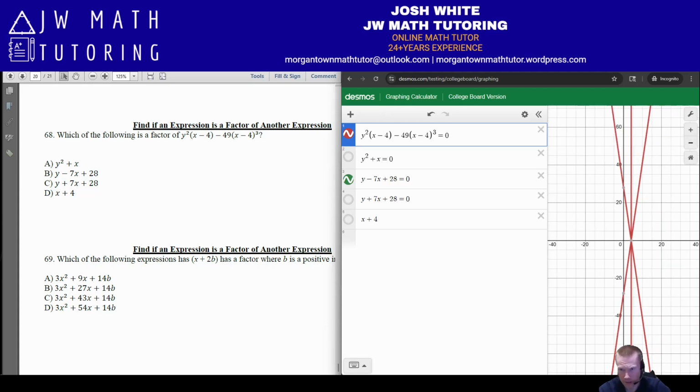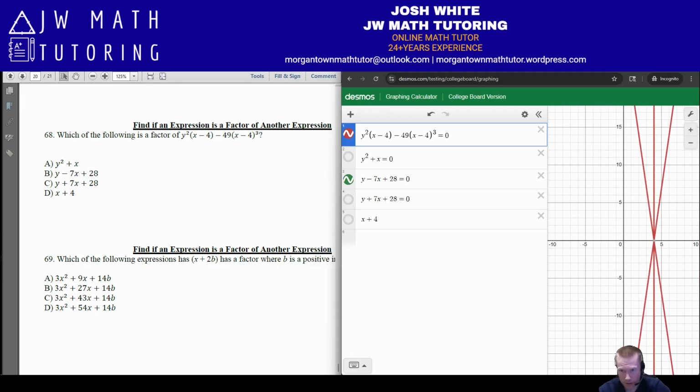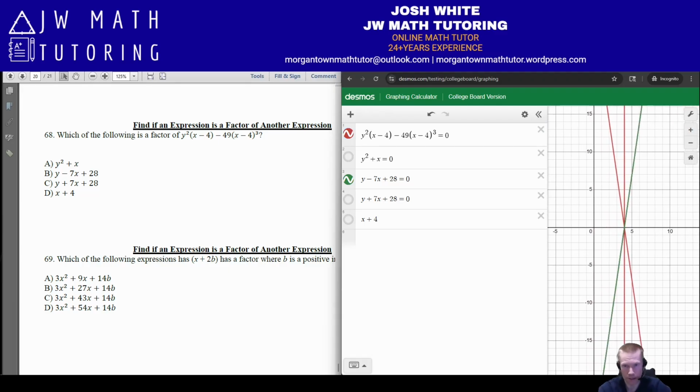This one, I don't even see it anywhere on here. Am I missing something? Oh, never mind. There it is. Technically, it's overlapping it. For some reason, it wasn't shown on the screen. So this one appears to be the correct answer. All right, but let's check the others just to confirm. Okay, this one, no, it's not going through 4. And the last one, nope, this line's not going through it either. So the correct answer for this one is going to be letter B. It's y minus 7x plus 28.